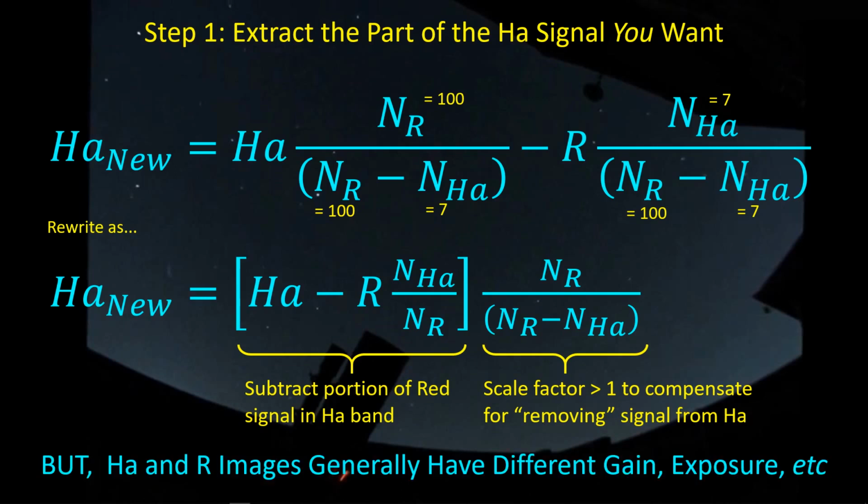The term in the brackets assumes that the hydrogen alpha and the red data were acquired with the same imaging parameters. In other words, the same gain, the same exposure, the same part of the sky, and so on. And that's not really the case. At least it isn't for me. I tend to use a larger gain for HA. I tend to use a longer exposure for HA.